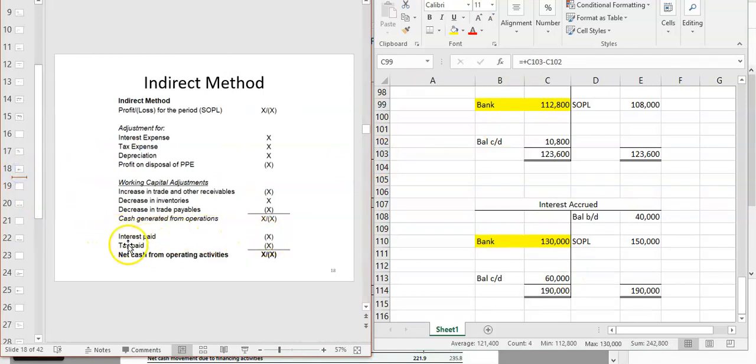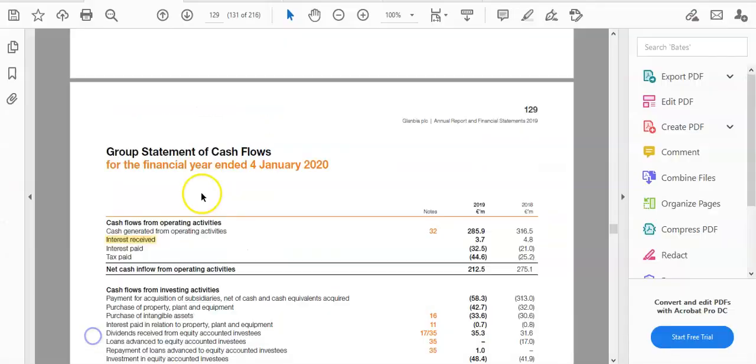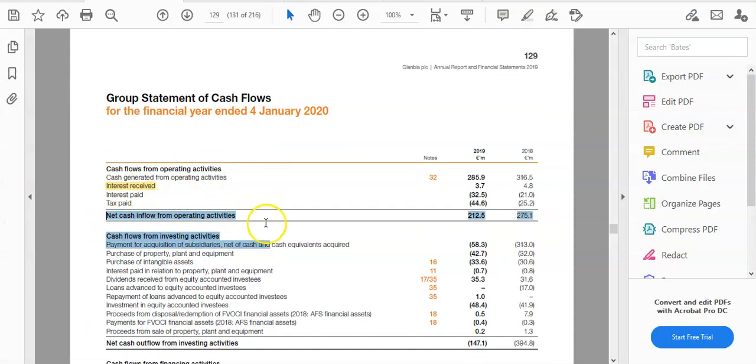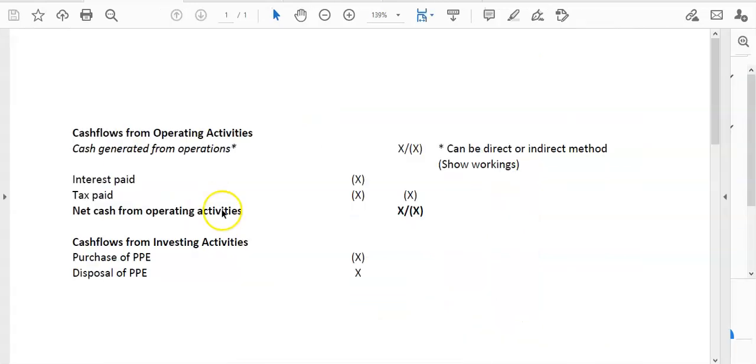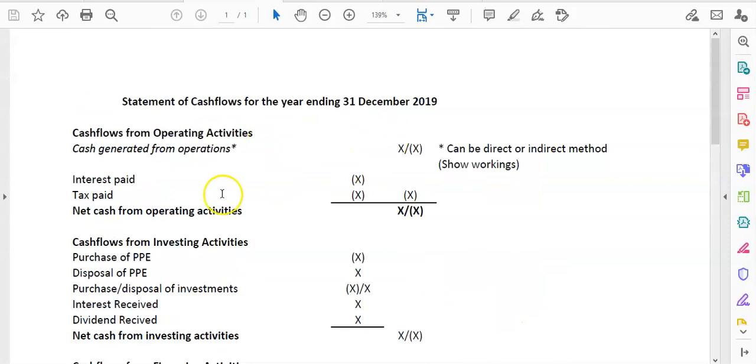There's your interest paid, there's your tax paid. And that gets you, as we looked at in Glambia, your net cash from operating activities. I said I'll talk about interest received later on. That's a bit more subjective. It doesn't always go there, but interest paid and tax paid will always go into the operating activities section. And in your loop page, you have a template that's given, and that's the way the template is laid out. Cash generated from operations can be either the direct or indirect method, and then you take off interest paid, which is probably going to have its own working, or tax paid.